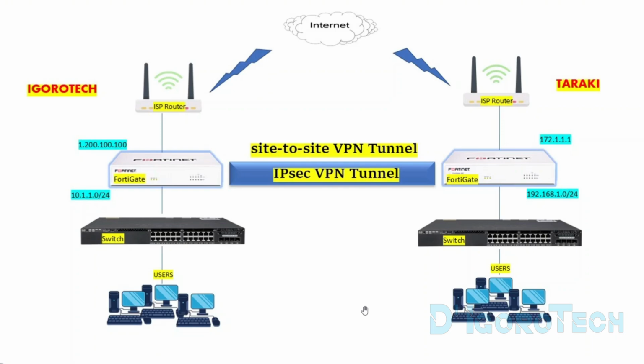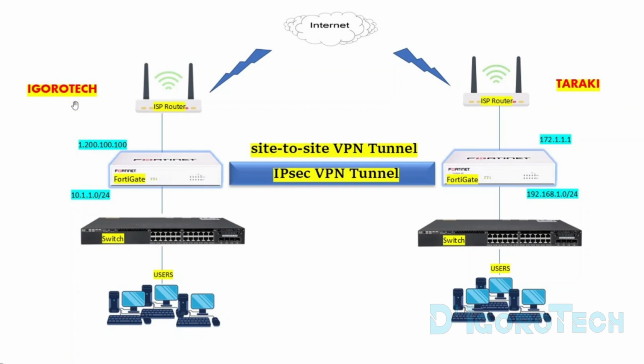We have here two different networks or two different sites. The left is the IPsec site network and the right is the Taraki site network. For us to allow communication between networks, for IPsec users to access the Taraki network and also Taraki users to access the IPsec network, we need to configure the IPsec VPN tunnel, or some call it site-to-site VPN.